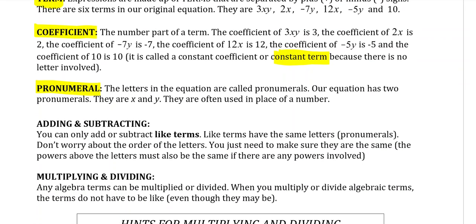Adding and subtracting. If you are adding and subtracting in algebra, you can only add or subtract like terms, which are ones that have the same letters. You don't have to worry about the order of the letters, so an xy is the same as a yx. As long as it has exactly the same letters, then you can add or subtract the coefficients.